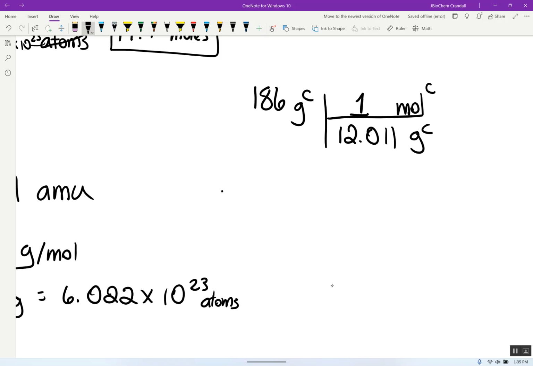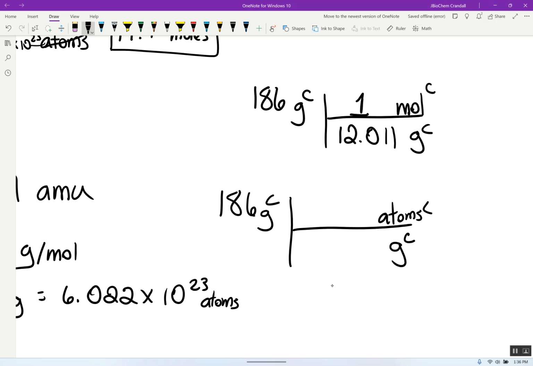What if I want to take 186 grams of carbon and find out how many atoms I have? How many carbon atoms are in 186 grams of carbon? Well, I got to get rid of the grams of carbon to go to the atoms of carbon. Now I'm going to still use the 12.011. Anytime I have the unit gram, where do I find that unit?